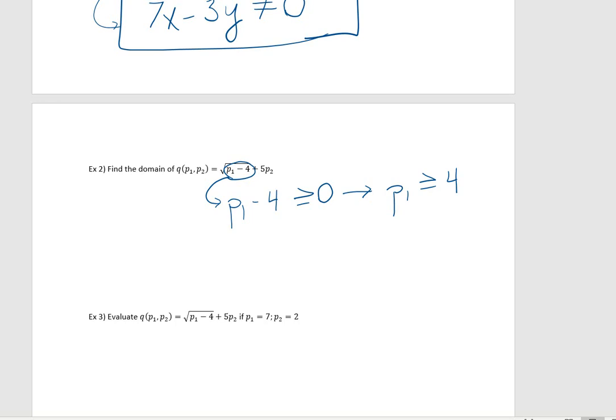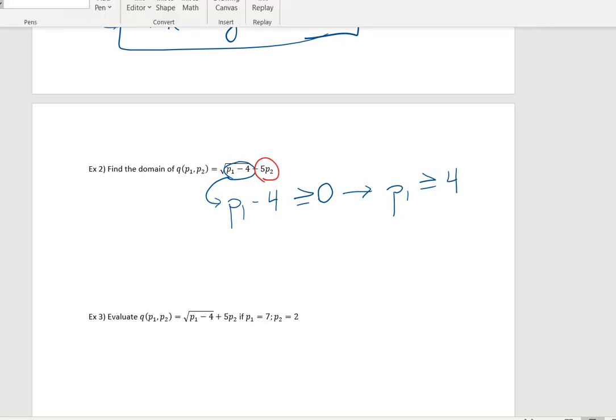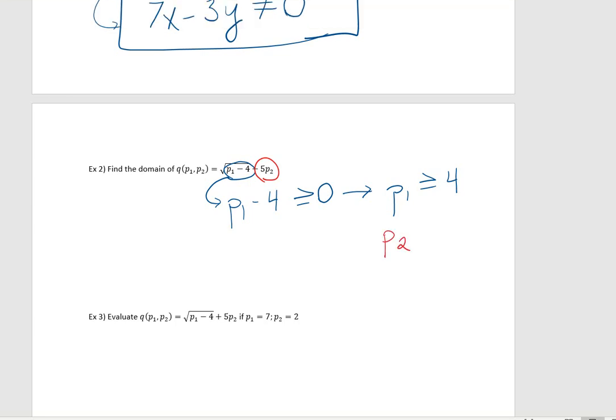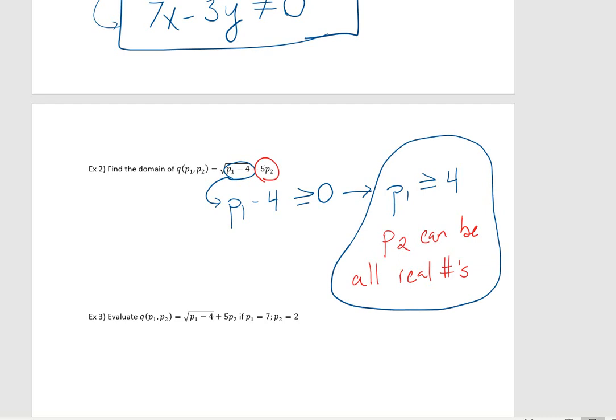Now we're not done. We also need to talk about p2. If we look at p2, is there any square root? Nope. Is there any denominator? No. So what that means is that p2 can be all real numbers. So this would be our answer for the domain: p1 has to be a number greater than or equal to 4, and p2 can be any number we want it to be.